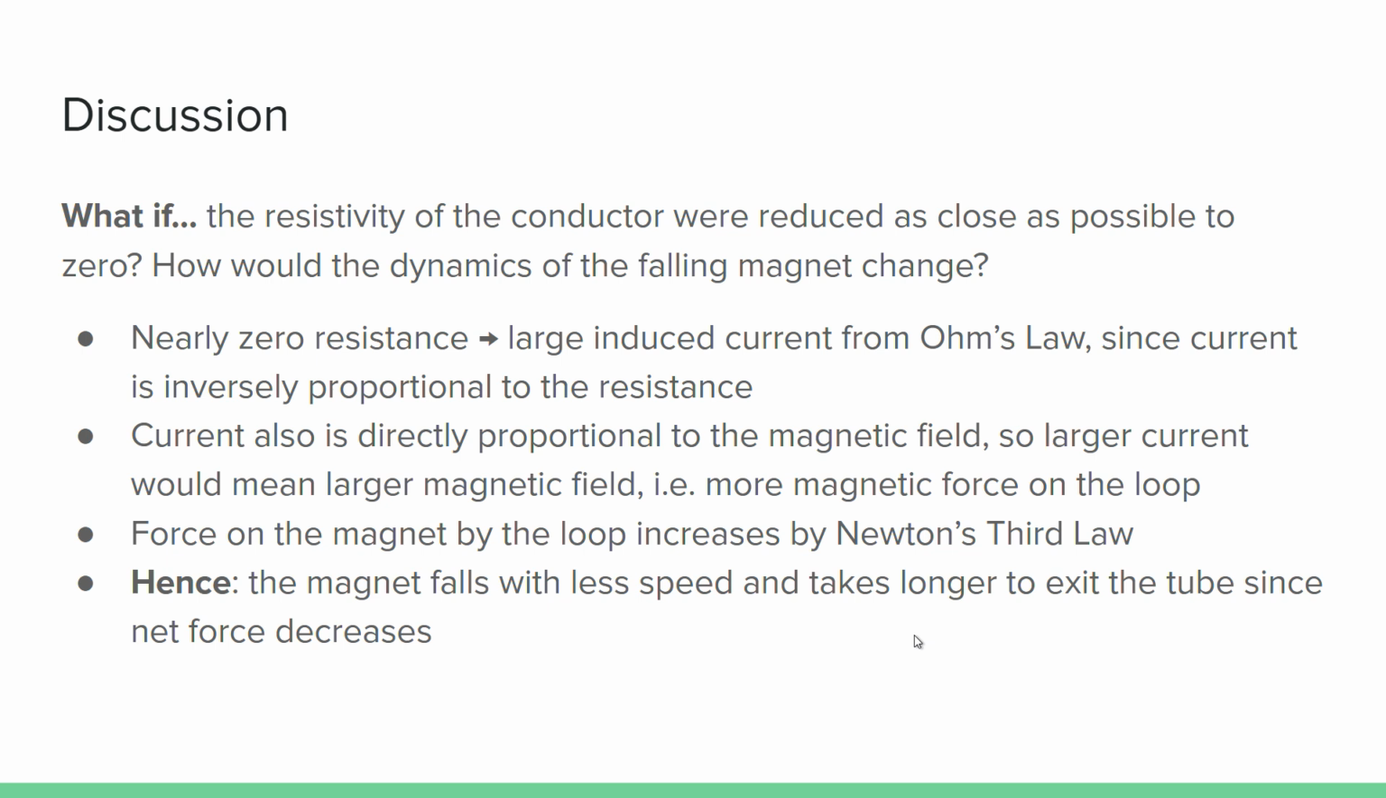What if the resistivity of the conductor were reduced as close as possible to zero, and how would the dynamics of the falling magnet change? When there is nearly zero resistance, there is a large induced current from Ohm's law, since current is inversely proportional to the resistance. Current is also directly proportional to the magnetic field, so a larger current would mean a larger magnetic force on the loop. The force on the magnet by the loop would then increase by Newton's third law, and hence the magnet falls with less speed and takes longer to exit the tube since the net force decreases.